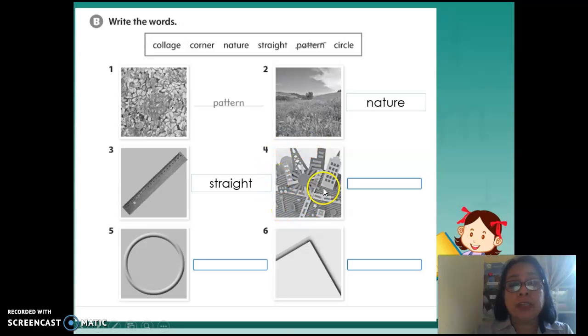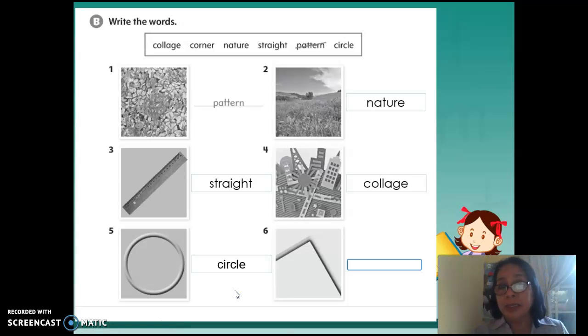Now look at picture 4. There are many shapes in this picture. What do you think it is? Cross out nature, cross out straight, and we have 3: collage, corner, or circle. You are correct. This is a collage. Many figures, many shapes are in it, and they are making a collage. The number 5 is easy. What is it? Yes, you are right. I'm sure that you chose circle, and you are correct.